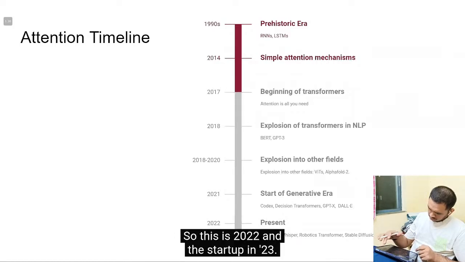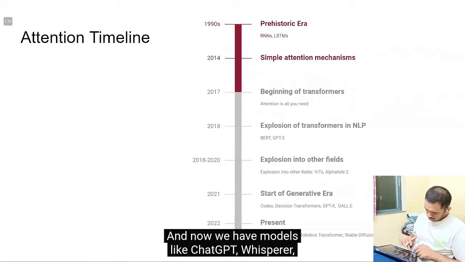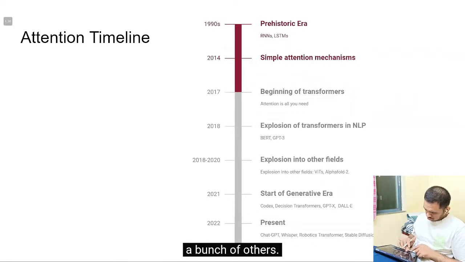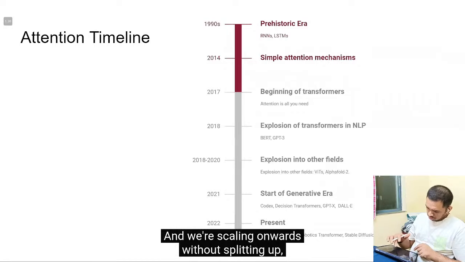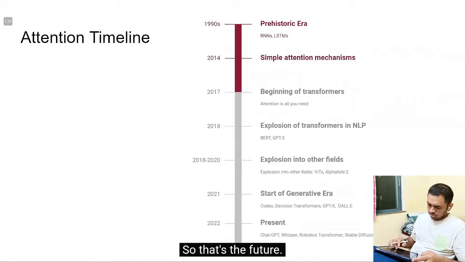And now the present. So this is 2022 and the start of 2023, and now we have models like ChatGPT, Whisper, a bunch of others, and we are scaling onwards without slowing down. So that's great. So that's the future.